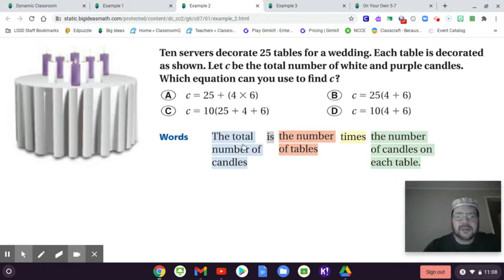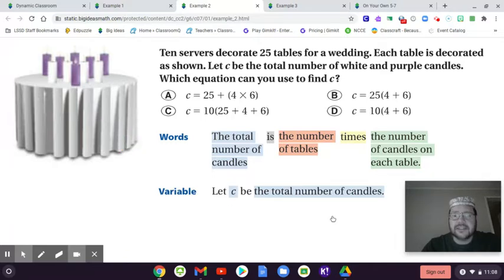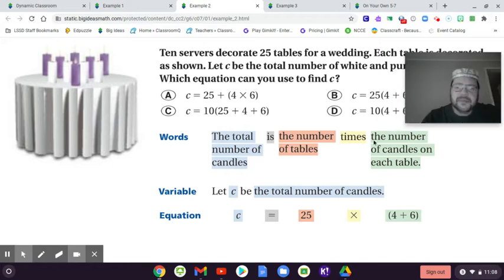So we have the total number of candles is the number of tables times the number of candles on each table. So because there are 6 and 4 candles on each table, we can say that C, which is the number of candles, equals 25 tables times 4 plus 6, because there's 4 white and 6 purple candles on each table. So there we go. The correct answer was B.